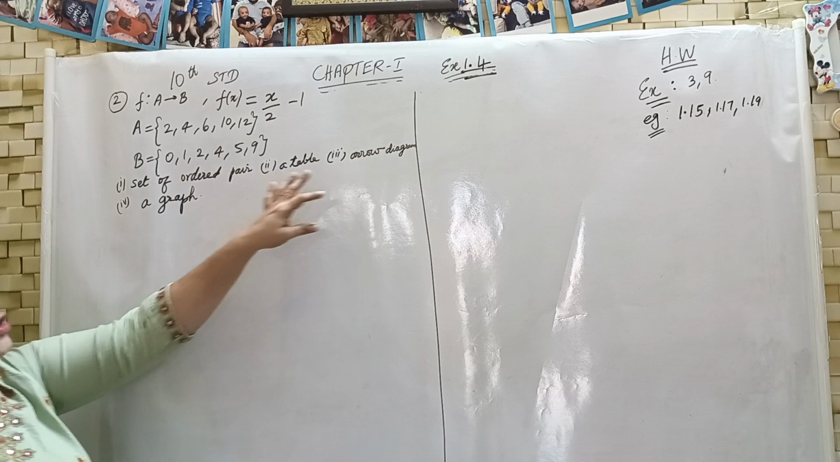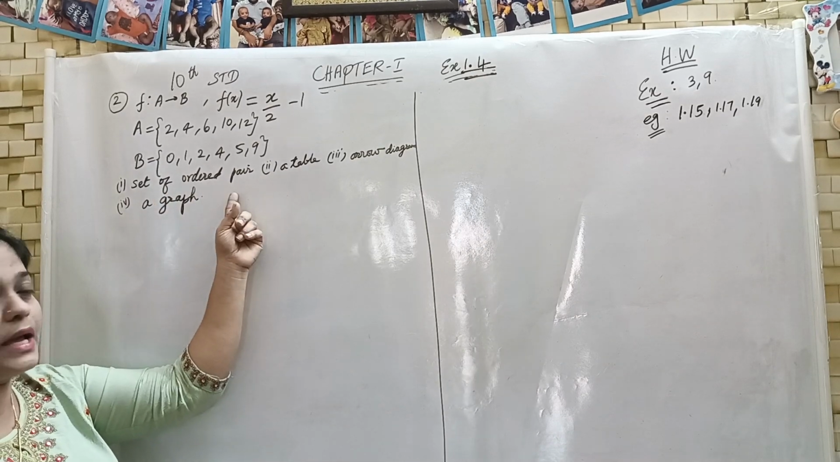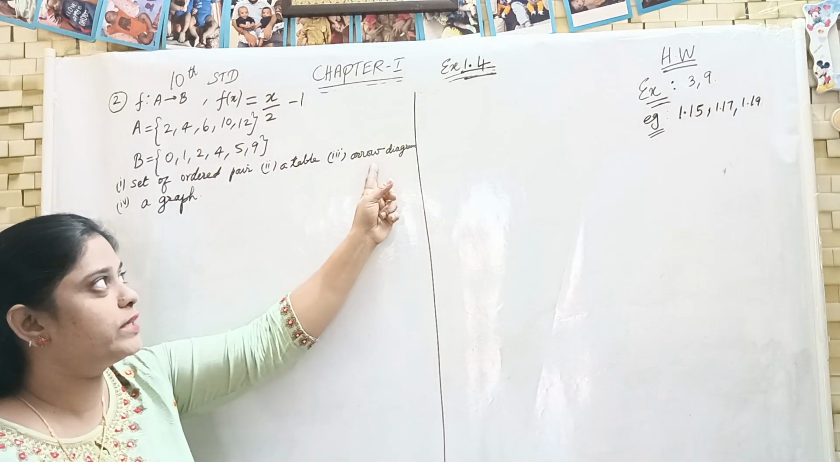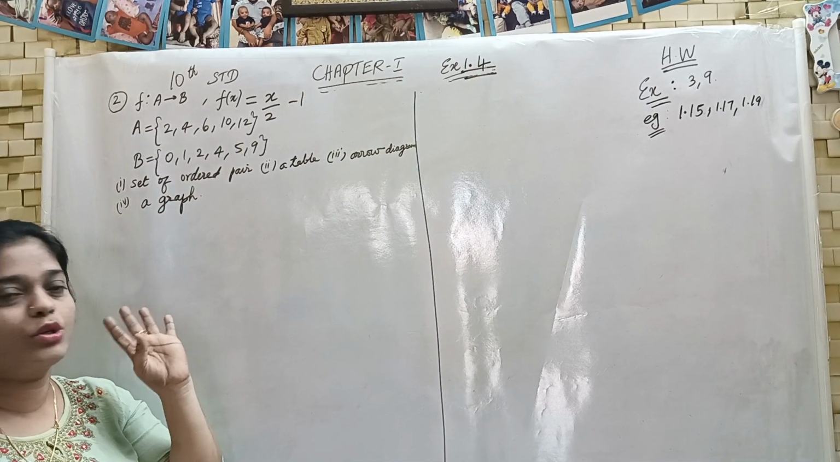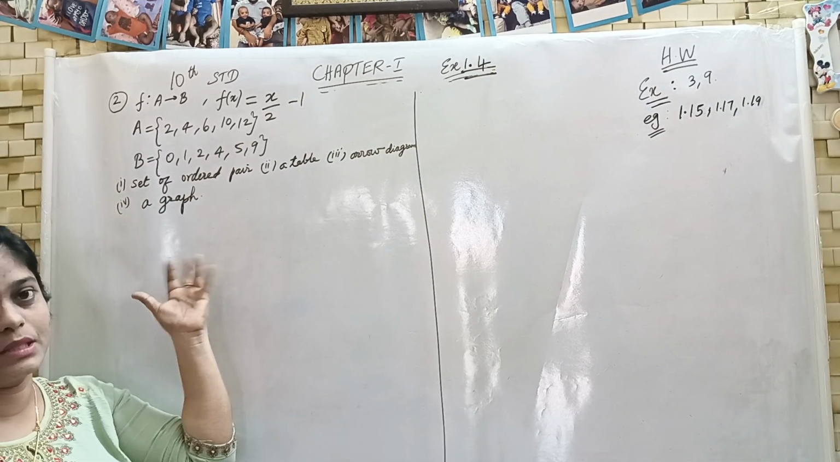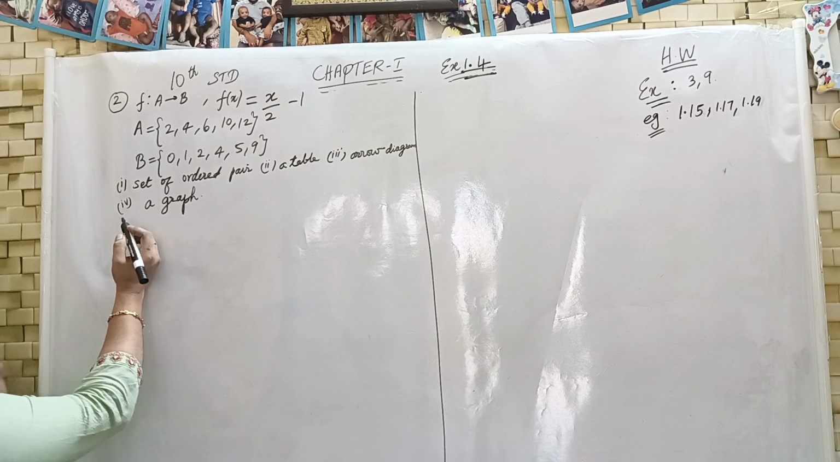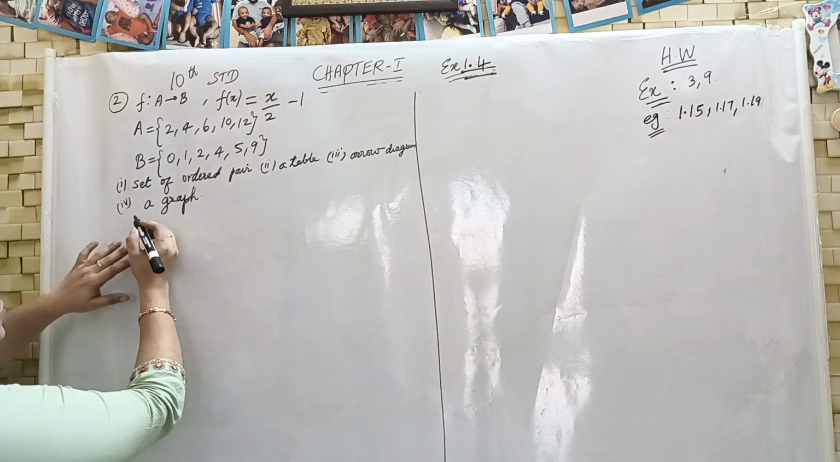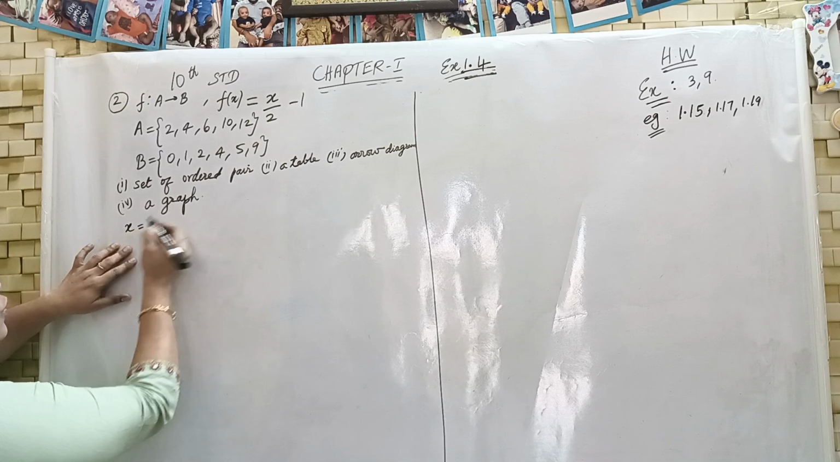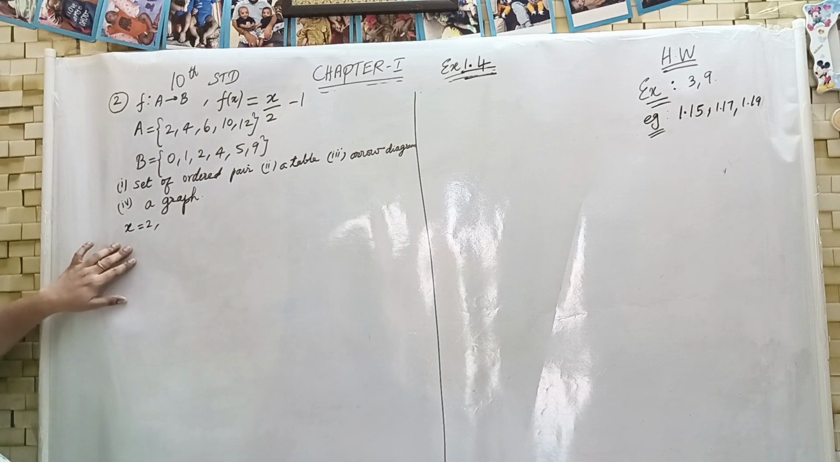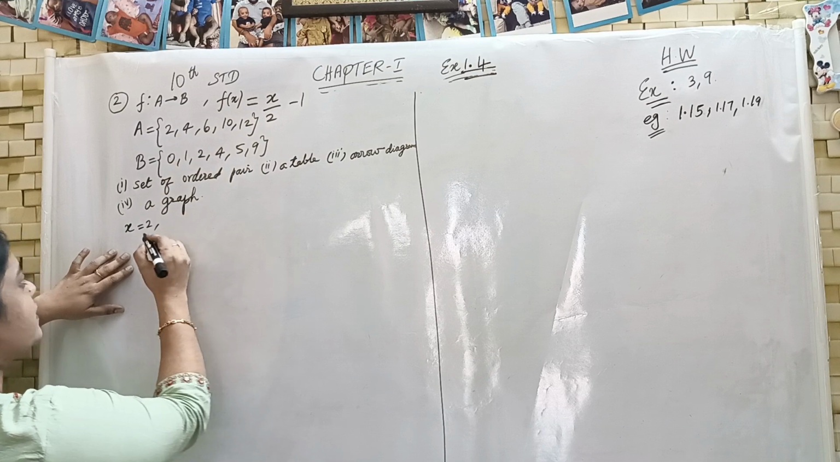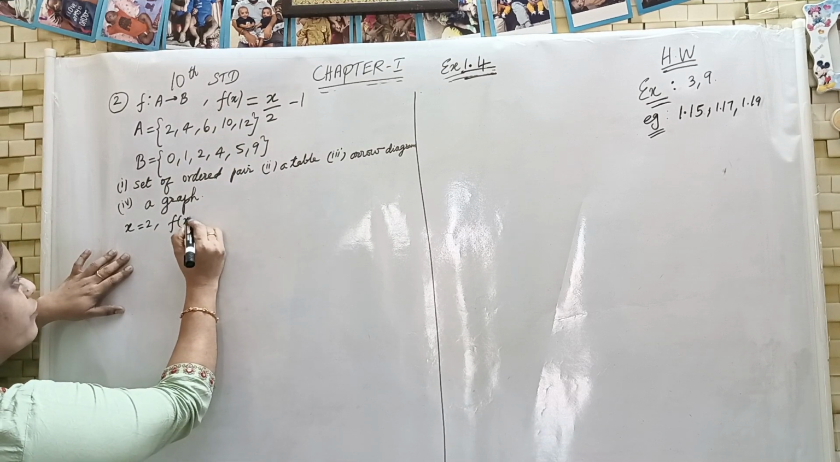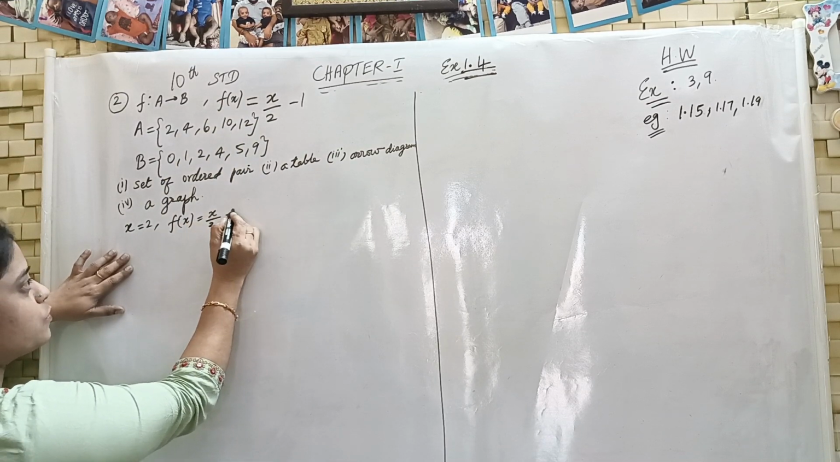So நம்ம இங்கே 4 விஷயம் கேட்டிருக்காங்க. The set of ordered pair, table, arrow diagram and then graph. So இந்த 4 போடணும். Important 5 marks இது. So first ordered pair கண்டுபிடிக்கிறதுக்கு முன்னாடி, domain ஓட each and every elements வந்து x. So domain ஓட ஒரு element x எடுத்துட்டு f of x அவங்க கொடுத்திருக்கிறதுல அப்ளை பண்ணுவோம். f of x is x by 2 minus 1ல அப்ளை பண்ணுவோம்.